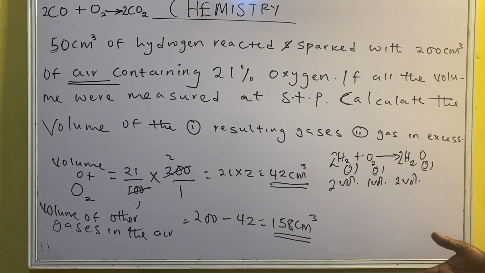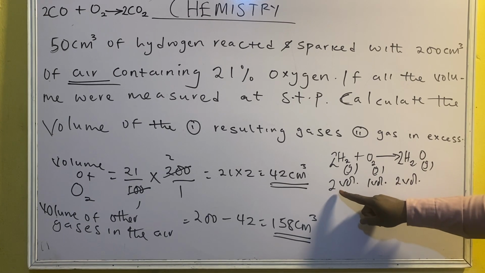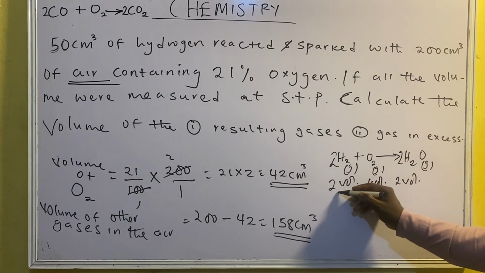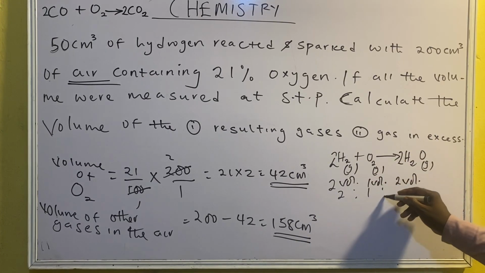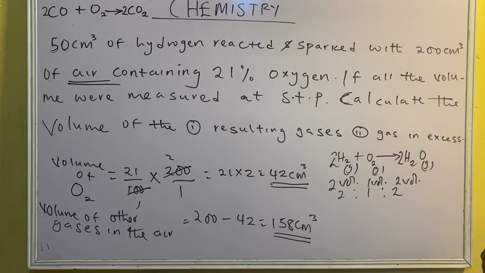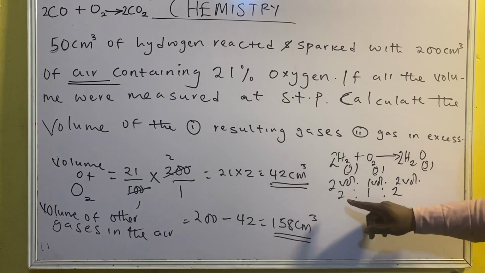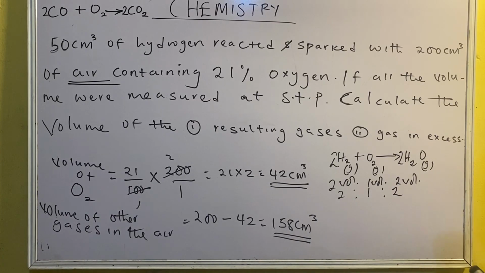Now, what's the next thing? Please, I'd like you to follow. From the equation of reaction, we have 2 volumes, so it's like ratio 2 to 1, ratio 2. That's the volume ratio here: 2, 1, 2.